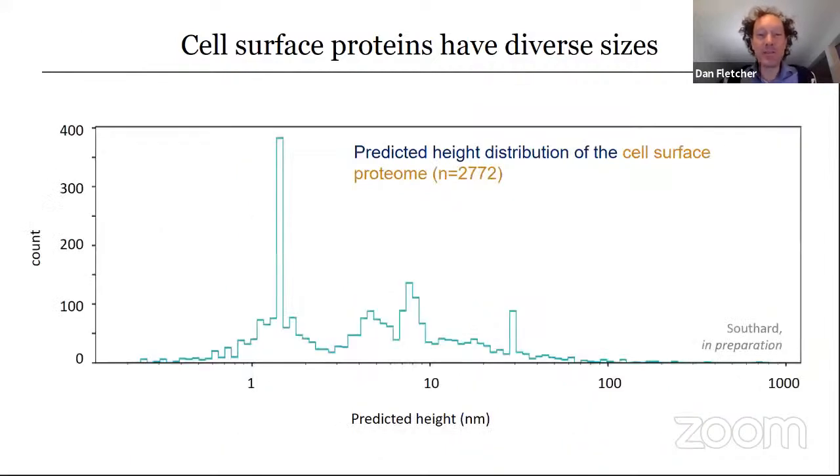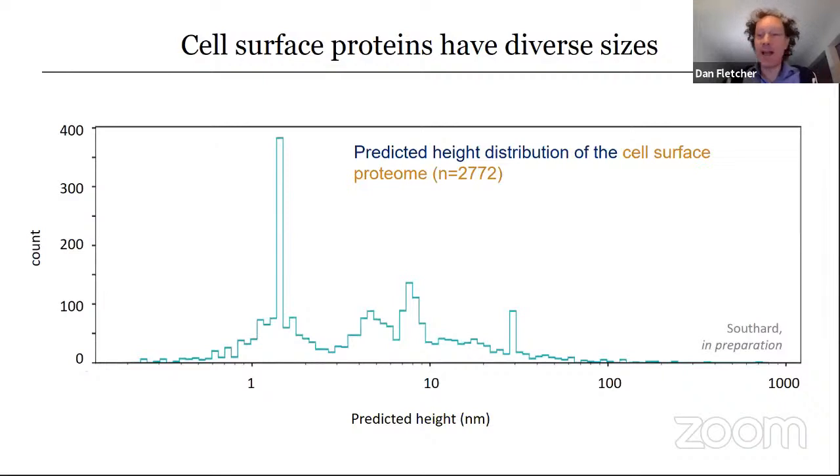One other way to look at the diversity is to first use computational tools. A postdoc, Caden Southard, took on the challenge of looking at the entire human proteome and making a prediction, based on homology modeling, of how tall the different proteins should be. This is what that size distribution looks like, and it's quite a strange distribution. I don't really know what I was expecting, but what you notice straight away is that there are a number of different peaks and valleys.